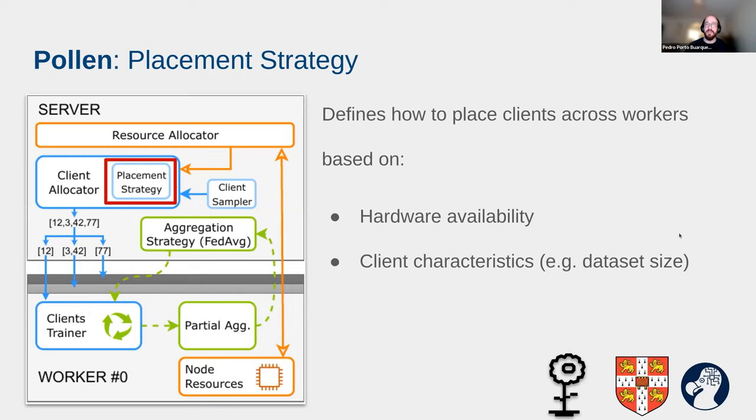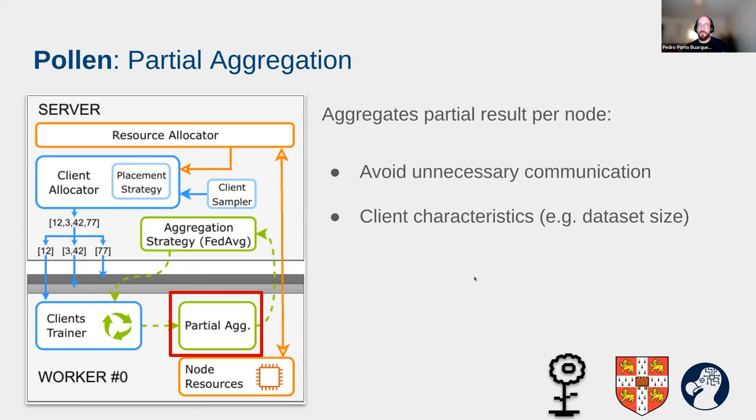With this information, we use the concept of placement strategy. This placement strategy, based on the information that we receive from the resource allocator, will associate a specific client with specific characteristics, for example, the data set size, onto a specific worker. Again, the whole goal here is to have balanced workloads so that everyone finishes at the same time and you don't have idle hardware. You can see from this slide that we still have the list of clients that we want to train, but then we make this decision and send a subset of this list to different workers. Here we have three workers in this example. And finally, to make things even faster, we perform partial aggregation inside the worker and inside the node before we send it back to the Flower server.